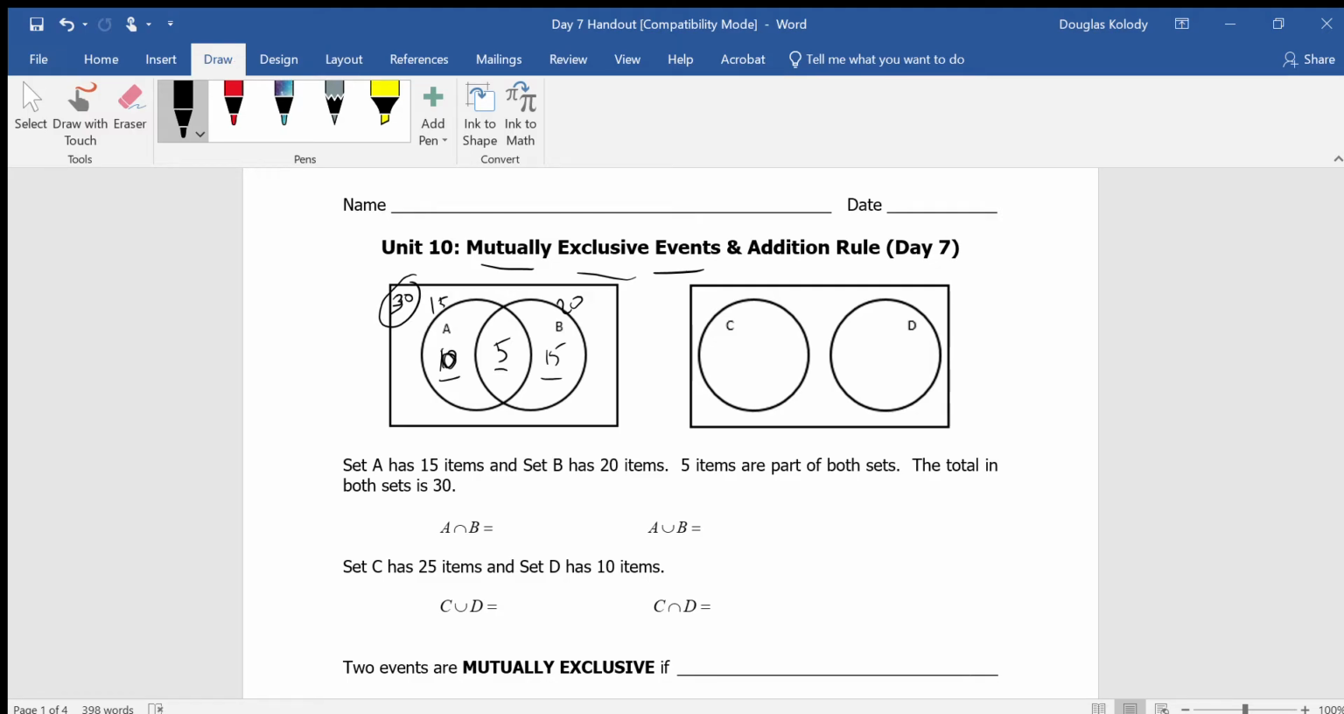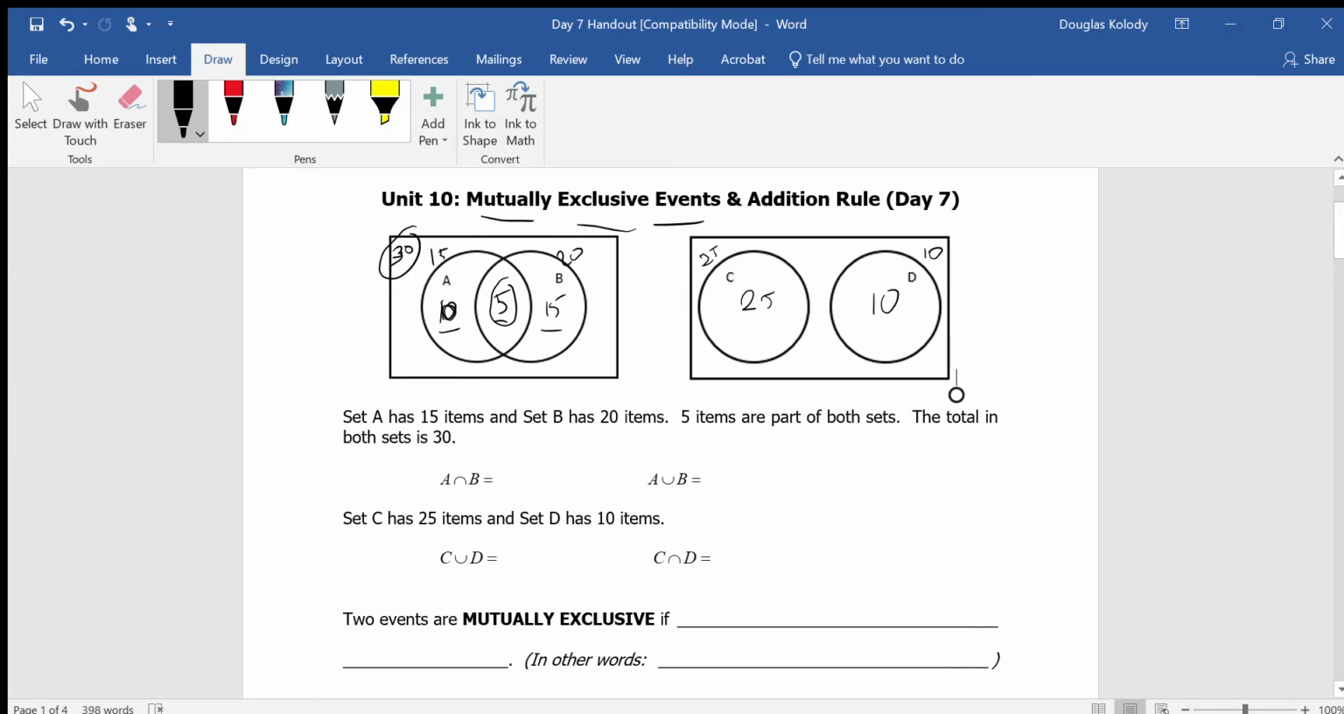All right, how about sets C and D? Set C has 25 items, and set D has 10 items. But the major difference is that circles C and D don't have any overlap. There's nothing common in C that is also in D and vice versa. Whereas in sets A and B, they do have a 5 number overlap. 5 people are in both circles A and B.